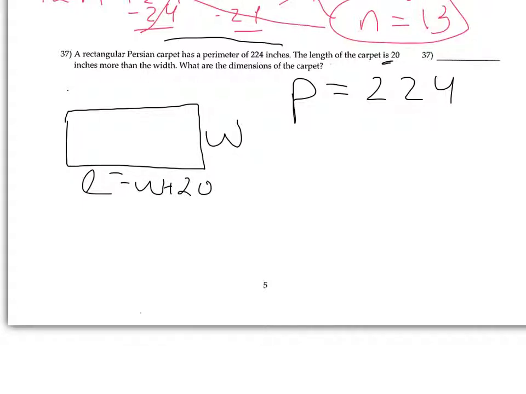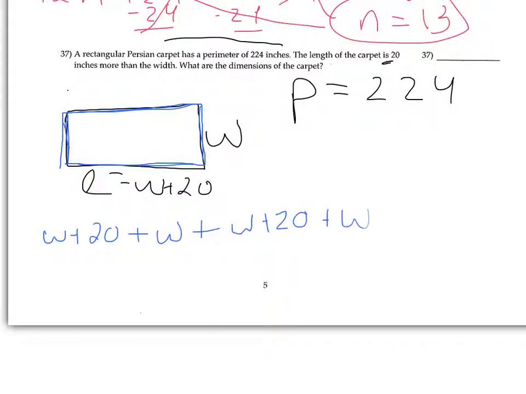So now once again the perimeter of this is going to be this side length plus this side length plus this side length plus this side length. So let's do this all in terms of W. First we have W plus 20, plus going up here is W, plus coming back here, W plus 20, plus going down here is W. That equals 224.